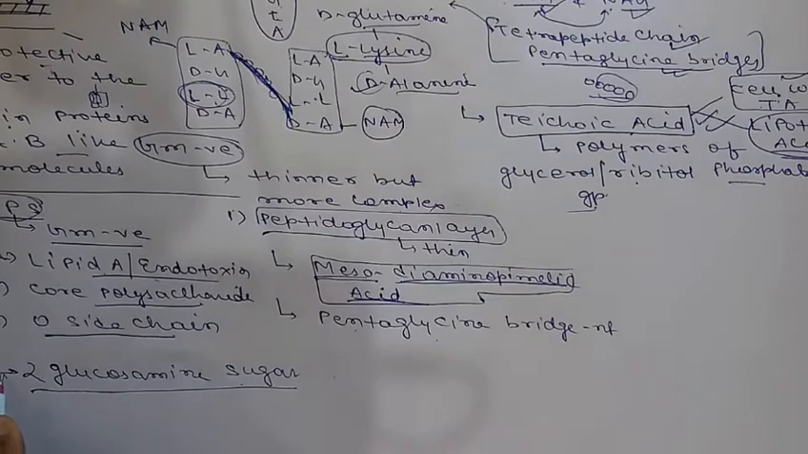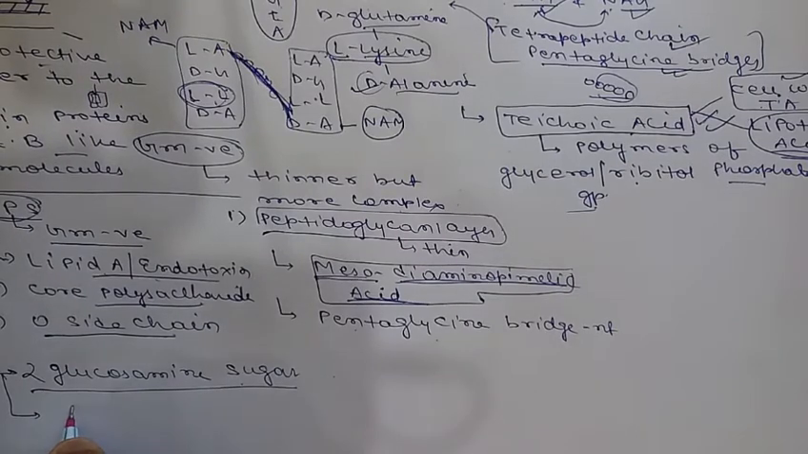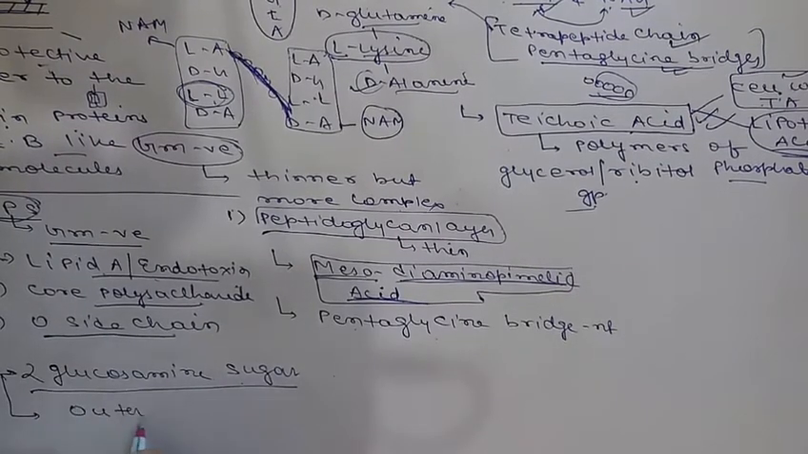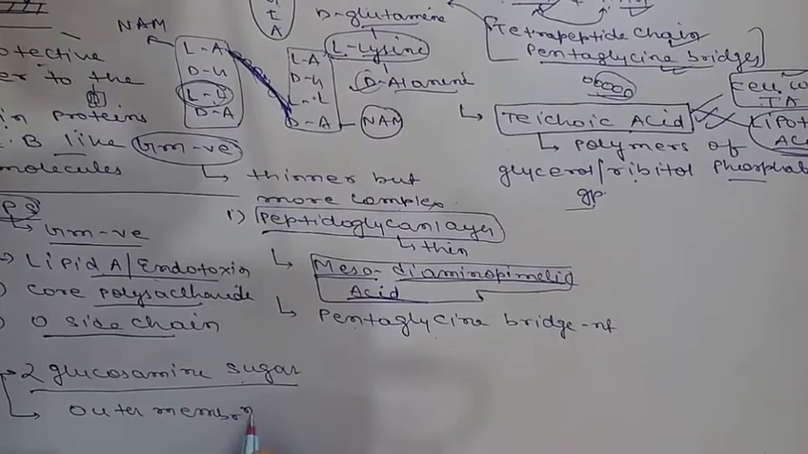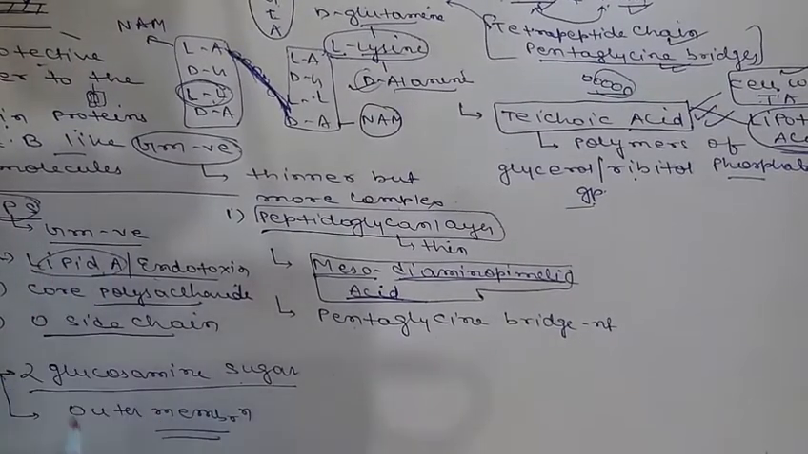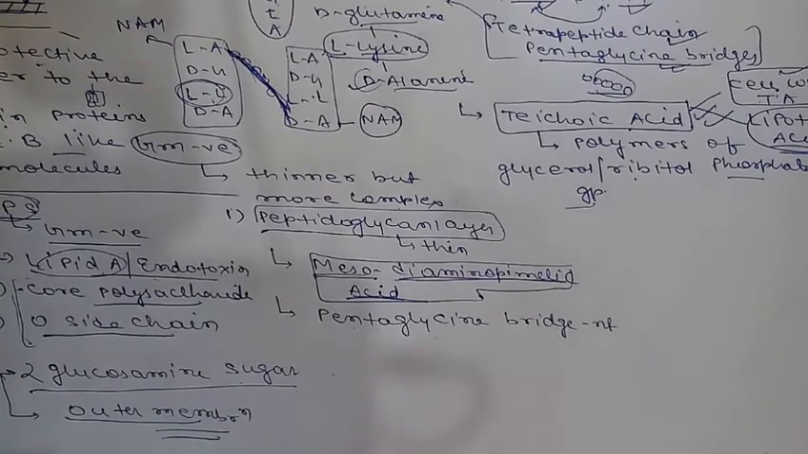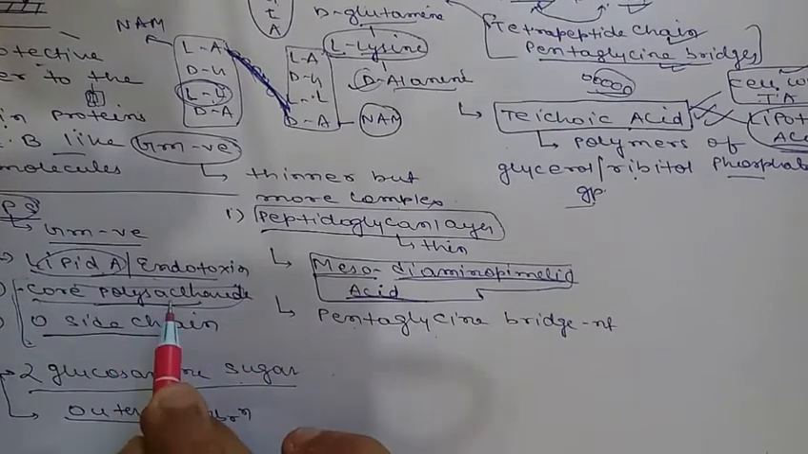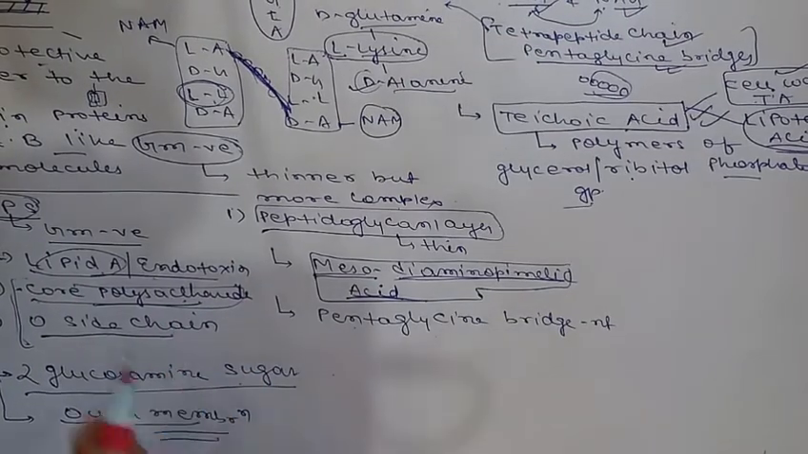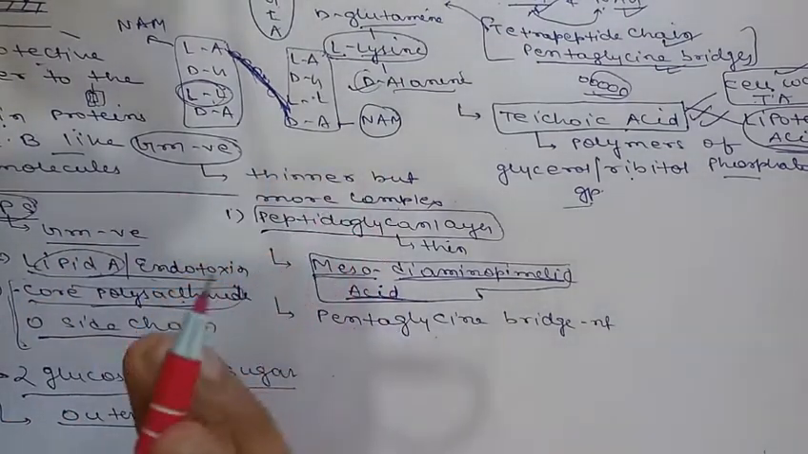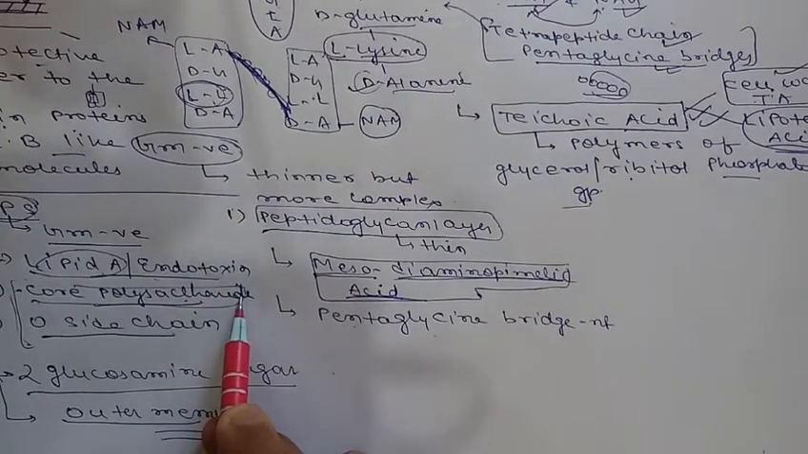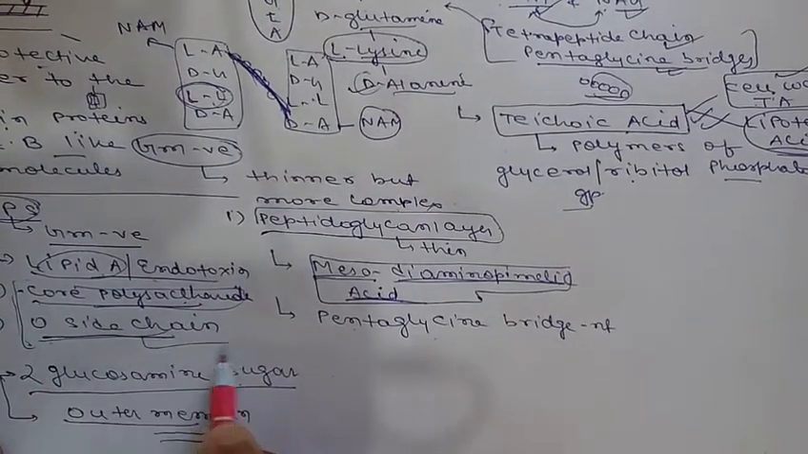Clear? The second important point about lipid A is that it is buried in the outer membrane. This lipid A part is buried in the outer membrane, and the remaining part projects outward from the outer membrane. Now coming to the core polysaccharide. It projects from the lipid A region and is composed of 10 to 12 sugar moieties.